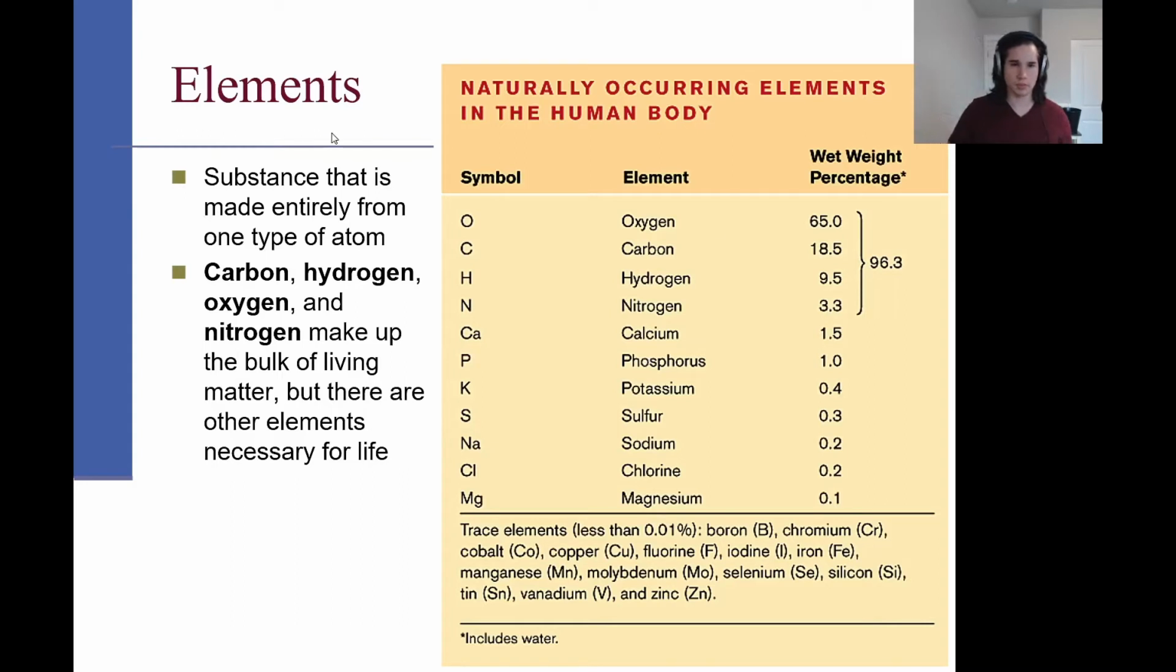Okay, so elements. An element is just a substance that's made entirely from one type of atom. The most common elements that we're going to find in living things are carbon, hydrogen, oxygen, and nitrogen, or CHON. Then we also have trace elements that make up a small percentage, and here are the second most common elements that make up living stuff. But for the most part, just remember carbon, hydrogen, oxygen, and nitrogen.